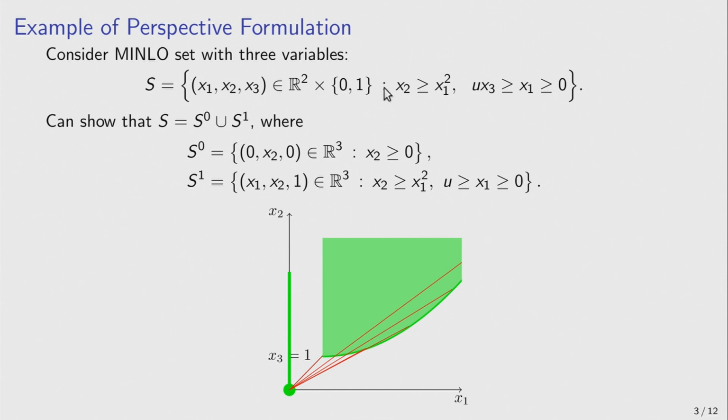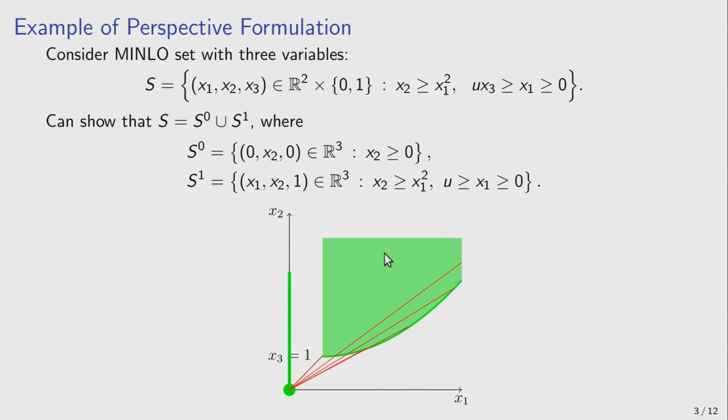And you can write this set as the union of two sets, S0 and S1. S0 corresponds to the case where I set the binary variable to 0. If I set the binary variable x3 to 0, then x1 will be 0, and x2 is just anything that's above x1. And if I set the binary variable to 1, then x1 is allowed to vary between its lower and its upper bound. So x3 equal to 1 is over here at the back, and x2 is above this parabola here. So the feasible set is this set that I have here with a lower and an upper bound, and it goes off to infinity in terms of x2.